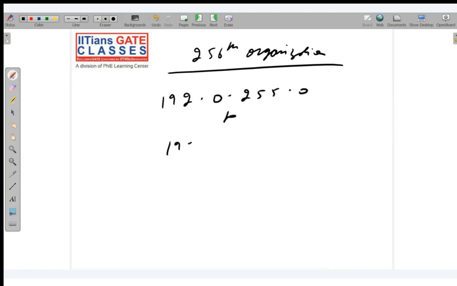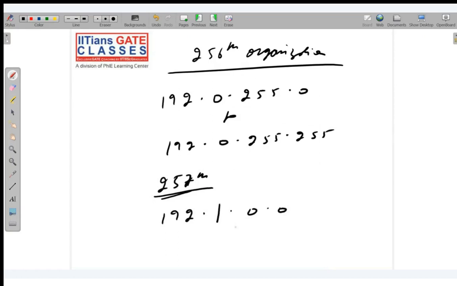192.0.255.0 to 192.0.255.255. And if I go to the 257th organization, how will it look? 192.1.0.0 to 192.1.0.255 and so on. Is it okay? Yes, sir. So that's it. This is all about class C.